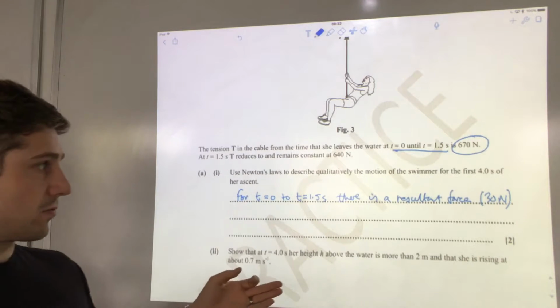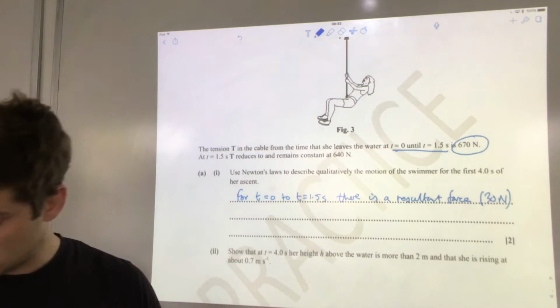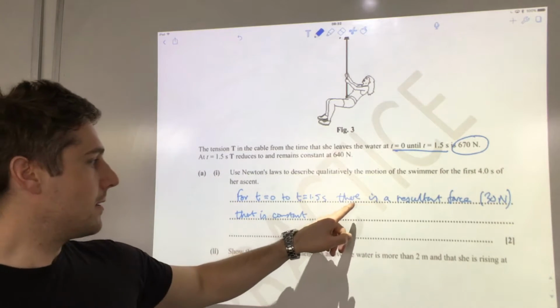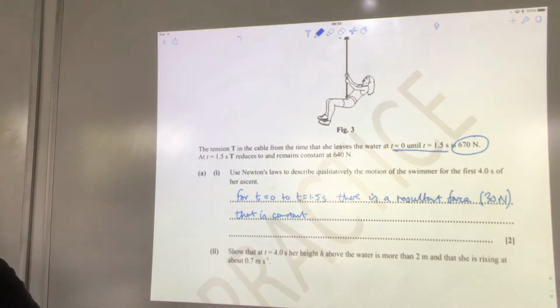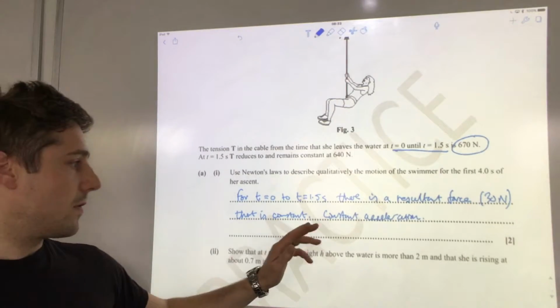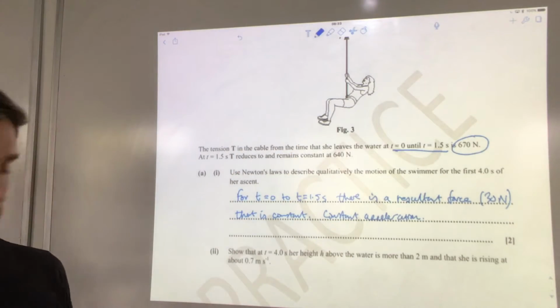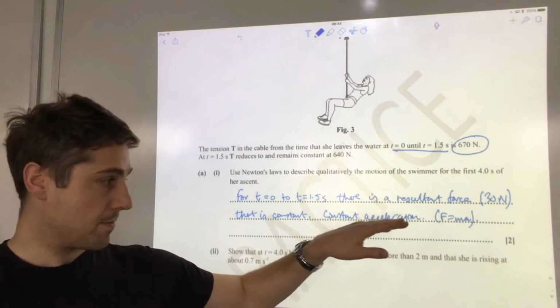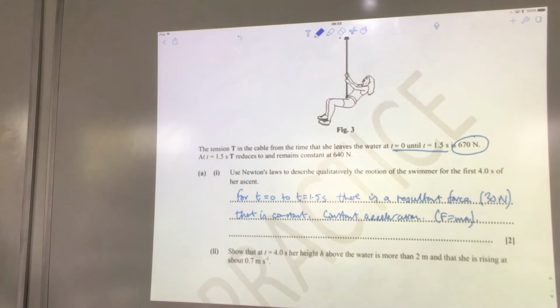And because there's a resultant force, and it's constant as well, a better way to write that would be there is a constant resultant force. That leads to a constant acceleration. So her motion is constant acceleration. That follows from F equals ma, Newton's second law, where the mass remains constant. So that's the first thing.